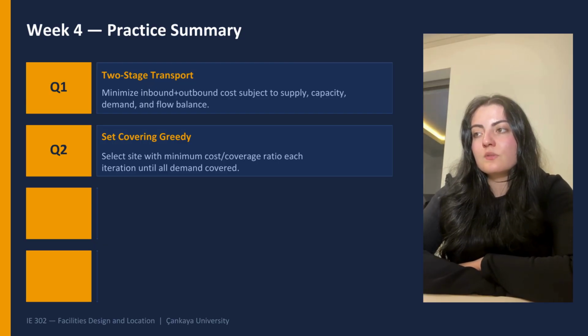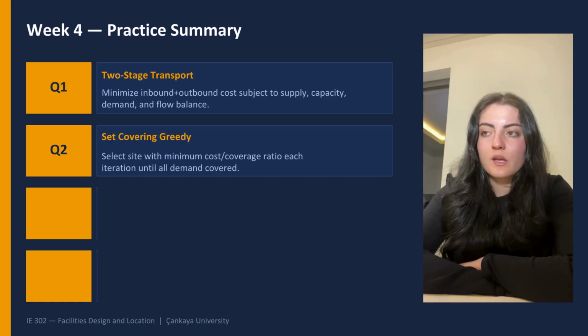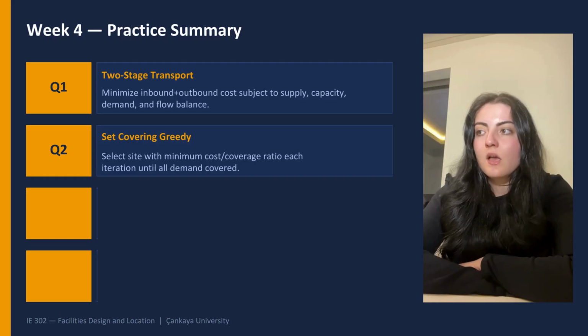Even though both questions are of the same topic, they require different ways of thinking. One is about continuous product flow through a network, and the other is about discrete site selection for service coverage.